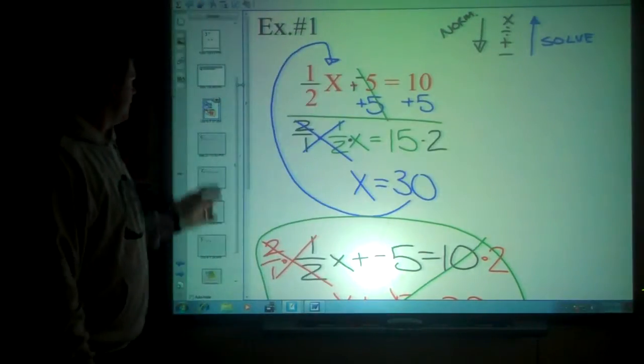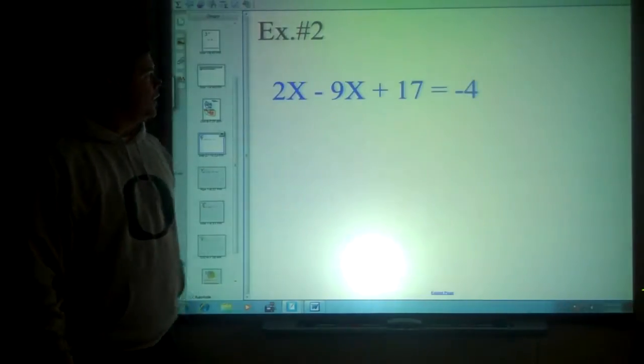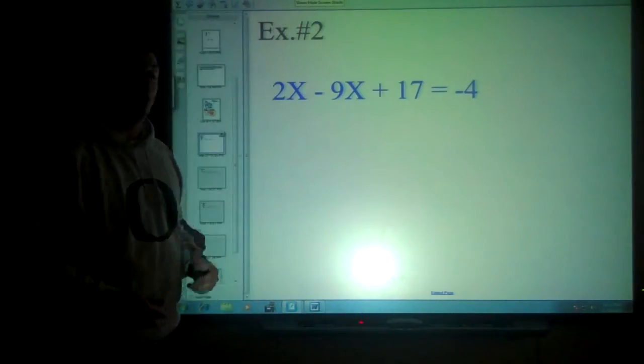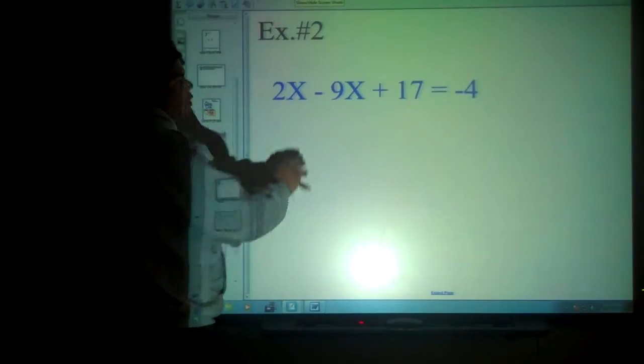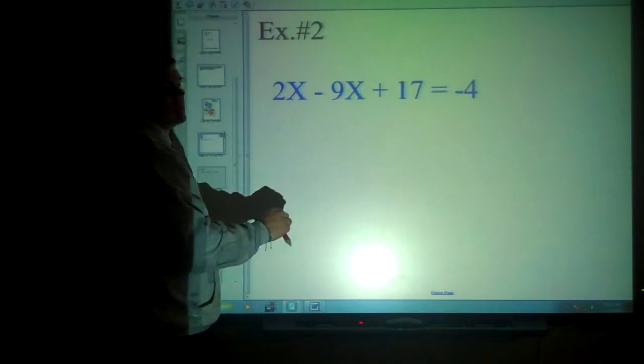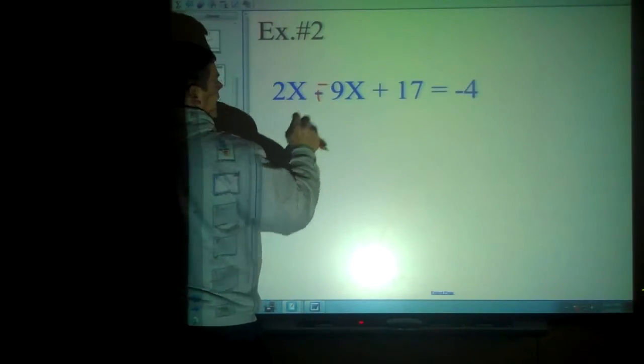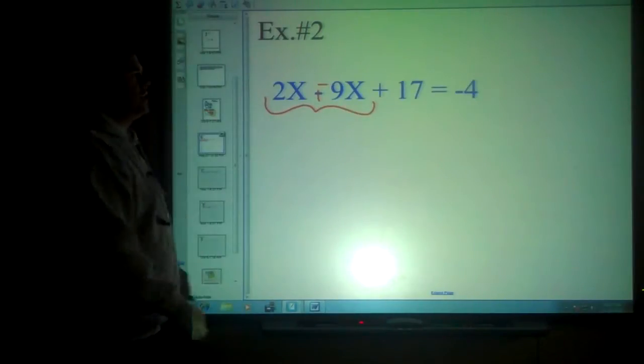This is the correct method. Let's try another one. Now in this problem, there are some like parts that we want to first combine. Don't get caught up in playing what I call the shuffling game until you've looked at whether there are any parts that you can put together.